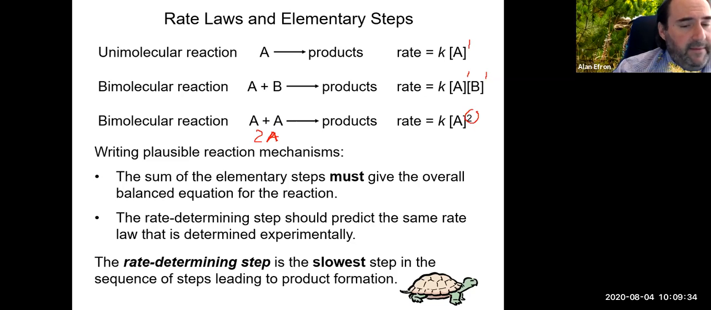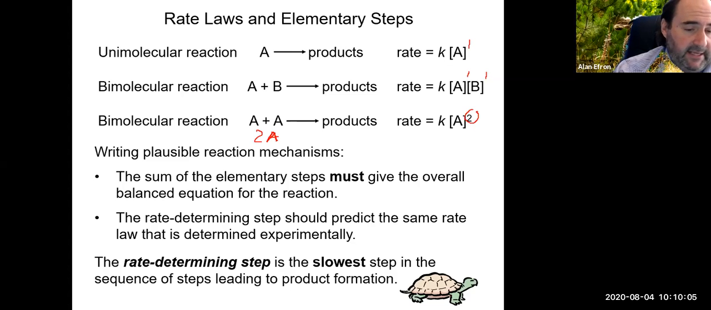Now, in order for a mechanism to be a good mechanism, or what is sometimes referred to as a plausible mechanism, which means this is a possible way this reaction could occur, there are really two main things that have to happen. First off is pretty simple. If you add up all the individual steps and cancel out everything on opposite sides, what you should be left with is the overall reaction you're looking for.